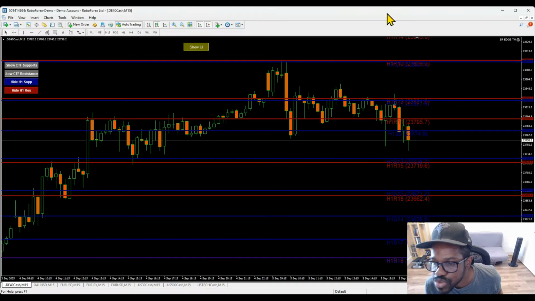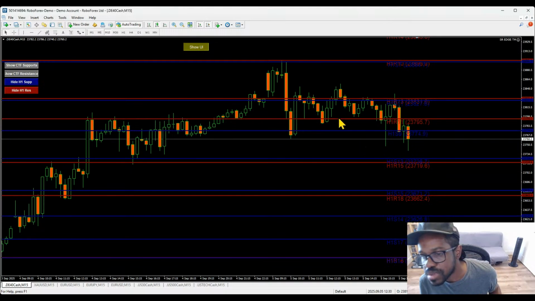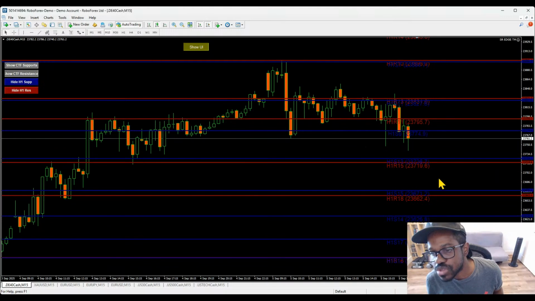So just trade accordingly, manage your trade accordingly. If you're not comfortable keeping your trade open, just close it in profit if you're already in profit. Those are the levels that I will be looking at for German. So that'll be the first one here and the second one right here.